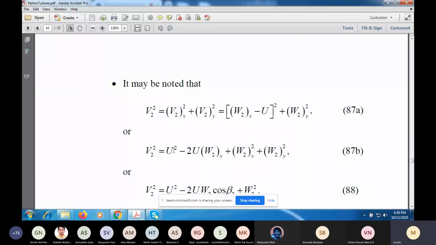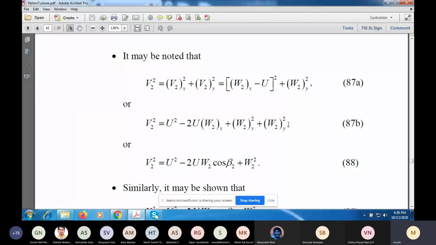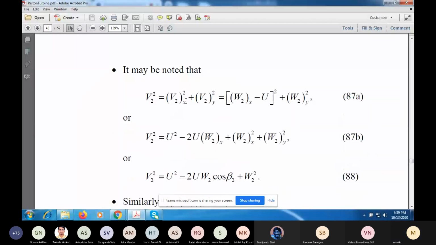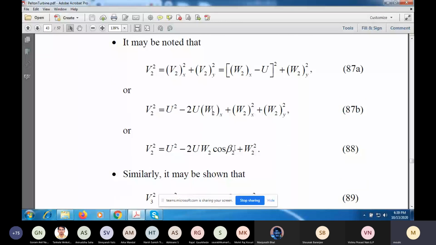We will have three terms. One is u square, other is minus 2u W2x. The third quantity is W2x whole square. Now once again, the sum of the last two terms you recognize as W2 whole square. So V2 squared, the square of the absolute velocity of the fluid at section 2, is u squared minus 2u into W2x. Now again, W2x, the x component, I can say is W2 into cosine of beta 2. And to that you can add W2 squared.